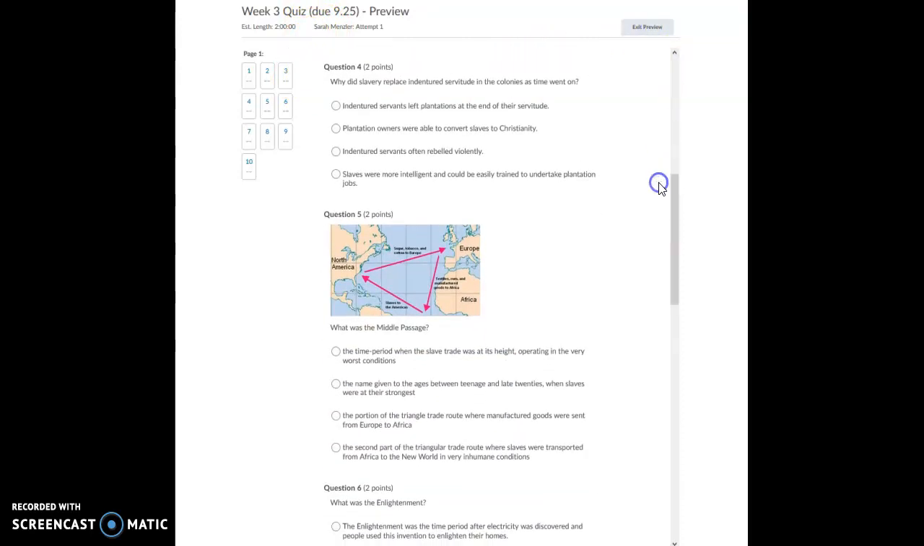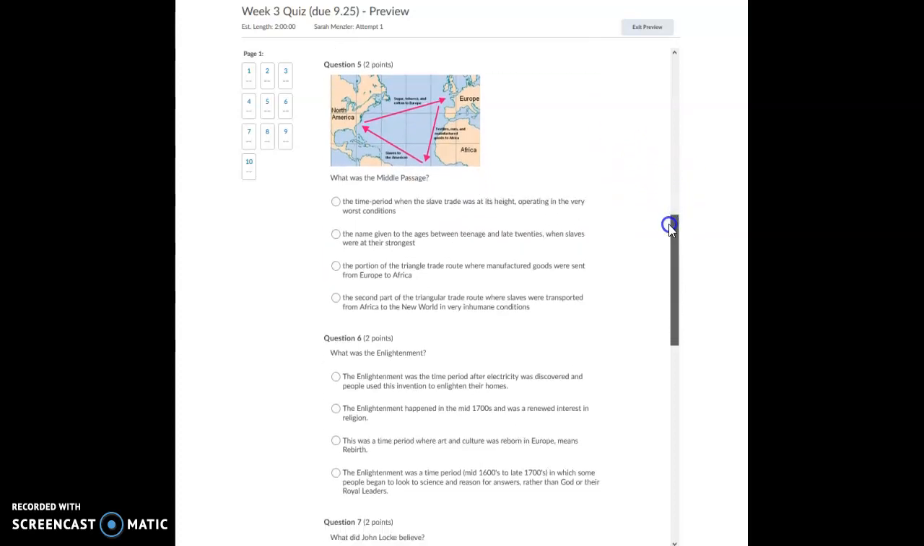Question number 4. Why did slavery replace indentured servitude in the colonies as time went on? Indentured servants left plantations at the end of their servitude. Plantation owners were able to convert slaves to Christianity. Indentured servants often rebelled violently, or slaves were more intelligent and could be easily trained to undertake plantation jobs.